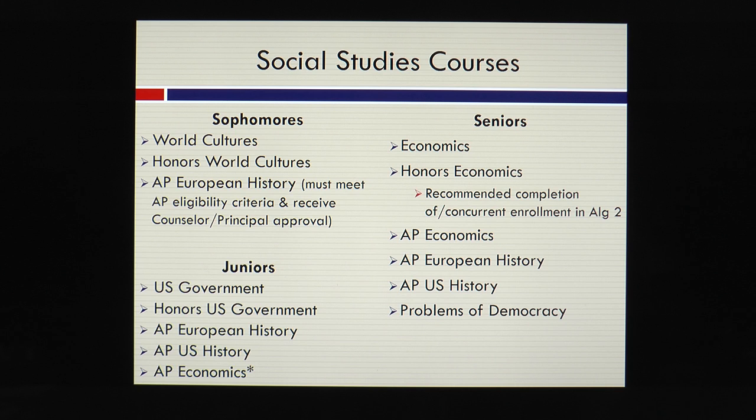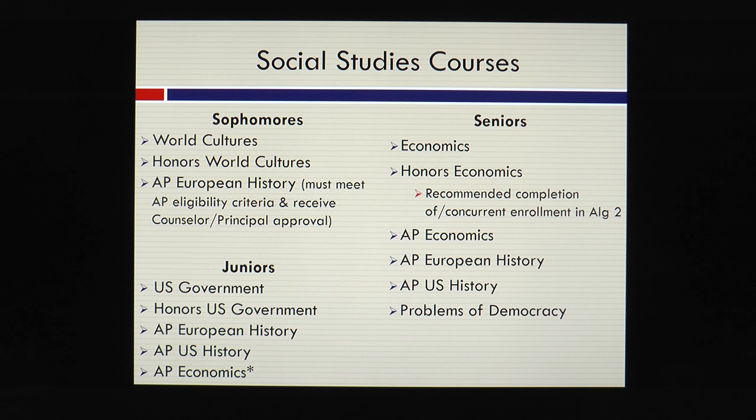Now, another thing I want to comment on is in terms of the AP European History for sophomores. So this is something that we opened up as an option for sophomores about 2 years ago, due to the fact that there is some overlap in content with the Honors World Cultures curriculum. Both are world history related courses. And by opening that up to high achieving 10th graders, it allows some students to actually get 4 AP courses in the social studies before graduation.